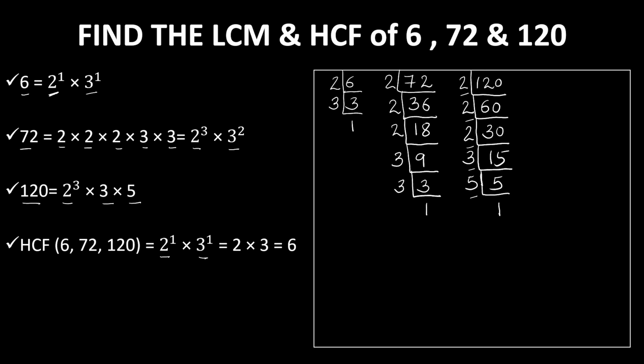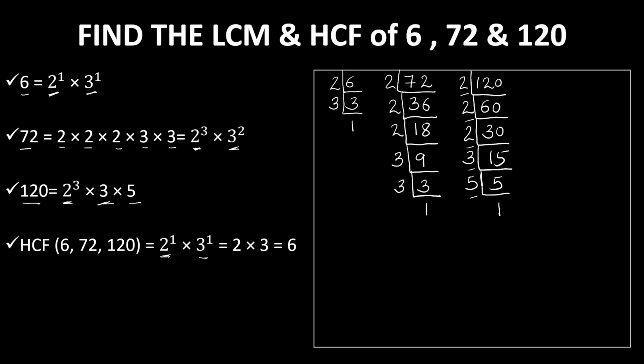present in 6. Here it is 2 raised to 3, so there definitely 1 two will occur in 72. Same way for 120, here it is 2 raised to 3, so definitely 1 two will come as a prime factor for 120. Hence we are writing 2 raised to 1 here, and observe 3 raised to 1 is present in 6 as well as in 72. Here we have 3 raised to 2, so definitely 3 raised to 1 will be present here, and 1 three is there in 120 also as a prime factor.